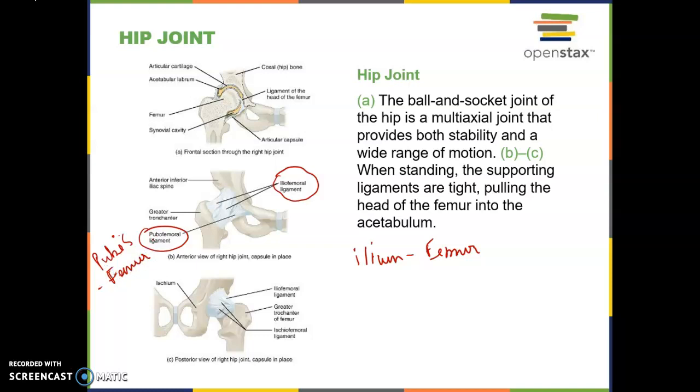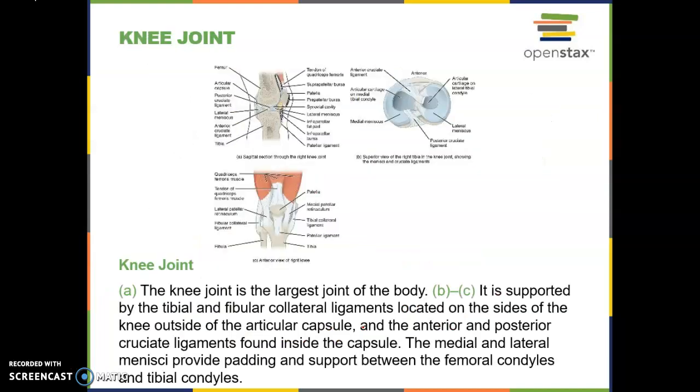And we have the ischiofemoral ligament, which runs from the ischium to the femur. Okay, this is ISC. So 3 ligaments associated with the hip joint: iliofemoral, ischiofemoral, and pubofemoral. These 3 you need to know for testing purposes.